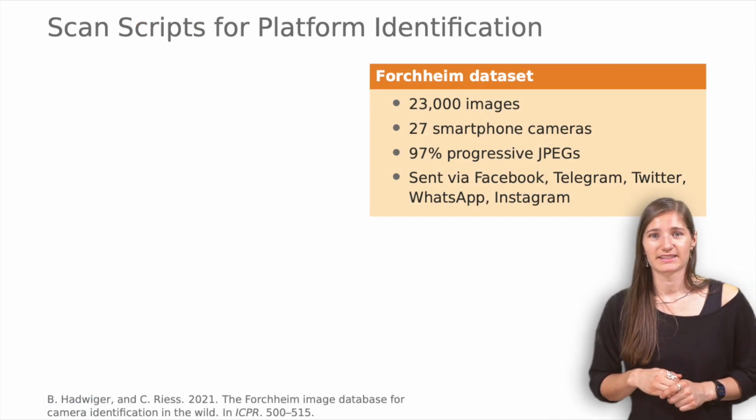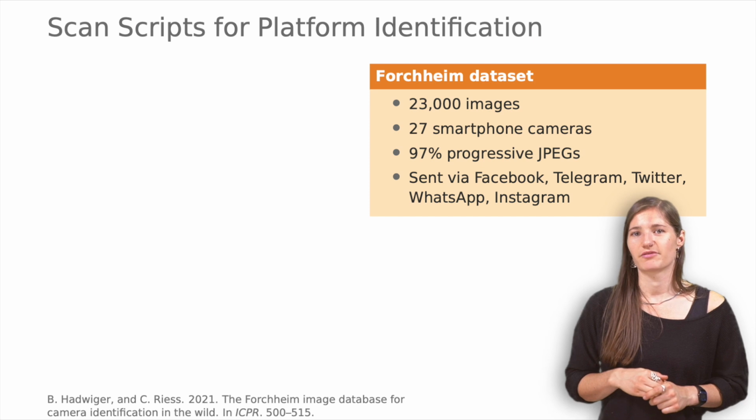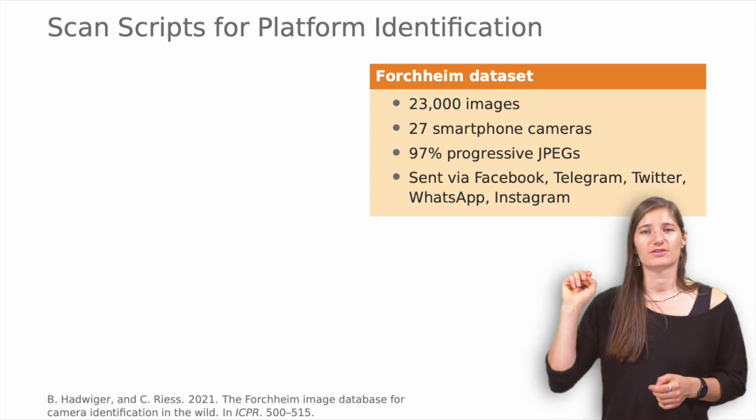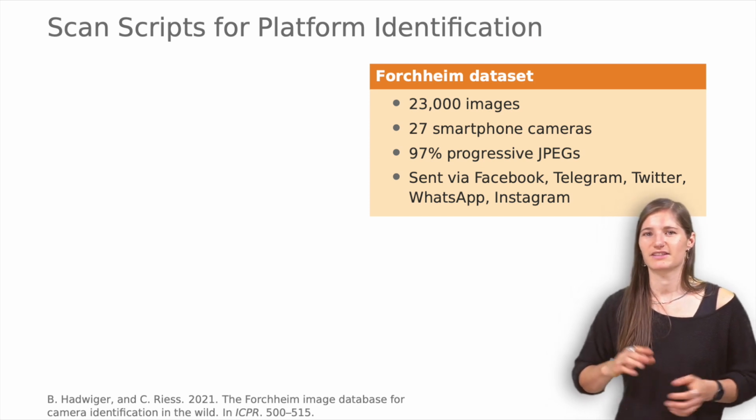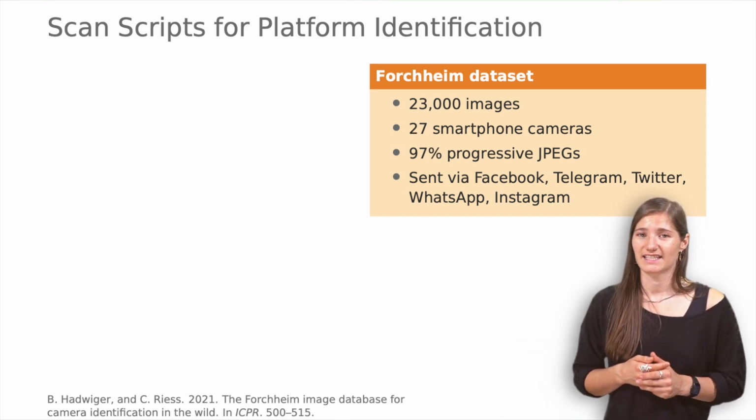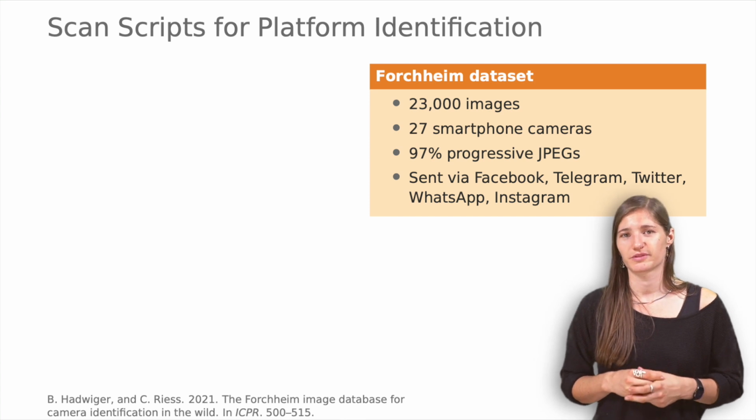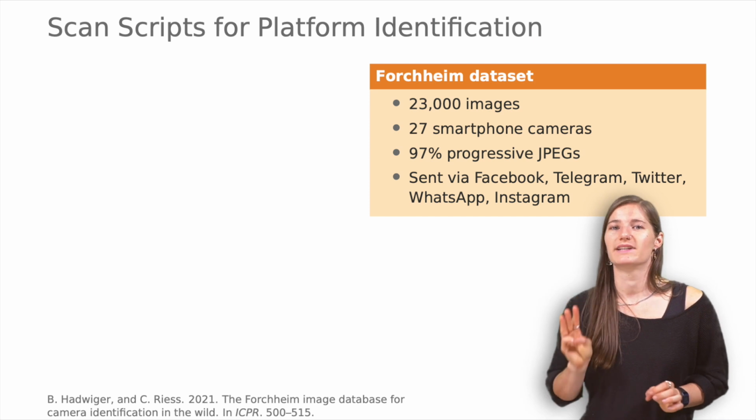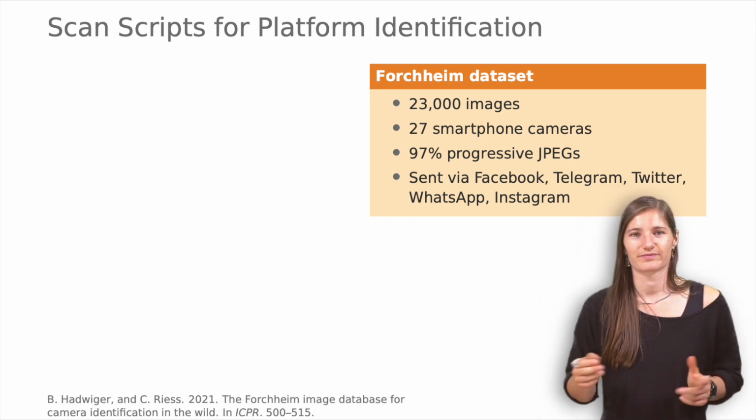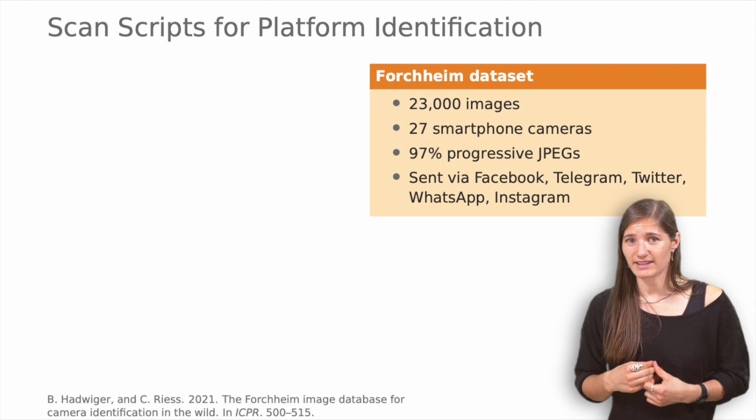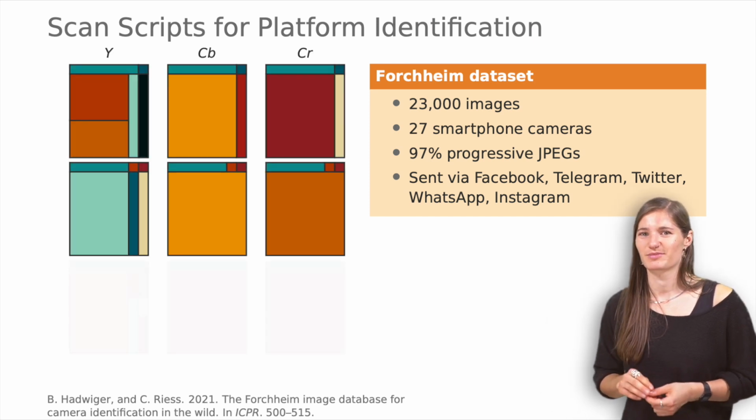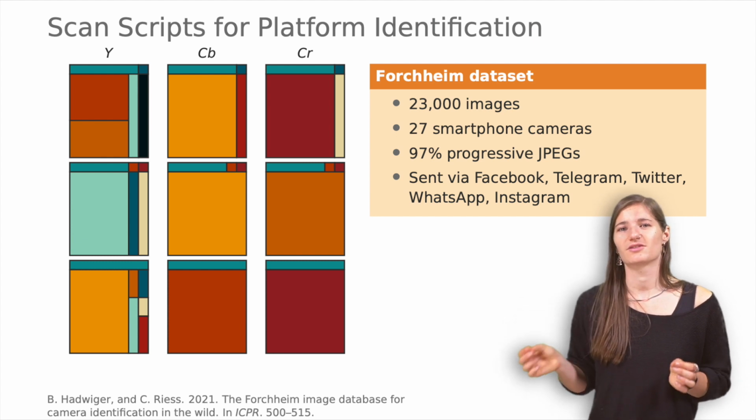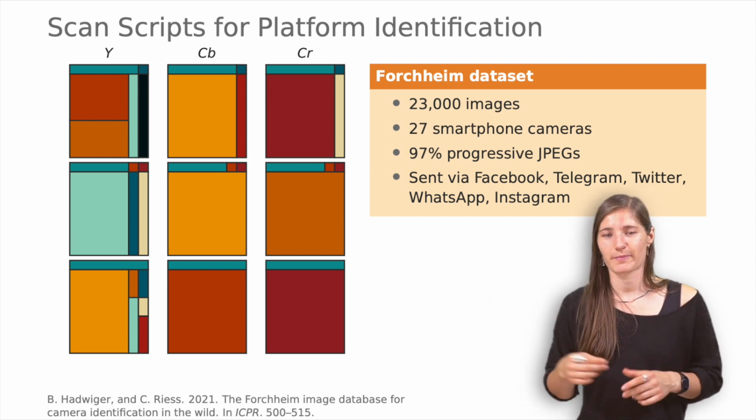In an experiment, we extracted the scan scripts of images from the FODB dataset. The dataset includes 23,000 images that are sent via different social media platforms, 97% of which are in a progressive mode. Note that color images in fact use 3 scripts, 1 for each channel. To our surprise, we found only 3 different scan scripts in the whole dataset, and we were able to link the extracted scripts to the social media platform the image was sent over.